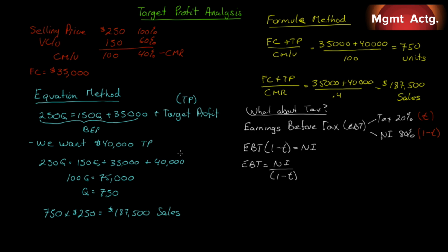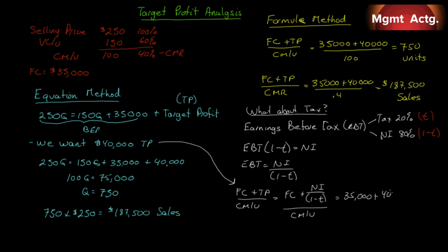So let's say we want $40,000 after tax. There it is right there. I just extended the line down. Here's how we write it. Our fixed cost plus our target profit over our contribution margin per unit. But now our target profit is after tax, so it's our fixed cost plus, let's substitute our net income divided by 1 minus the tax rate in for target profit, divided by contribution margin per unit. And substitute in the numbers. Let's assume that we go with a 30% tax rate. So it's 35,000 plus 40,000 divided by 1 minus 0.3, over 100.